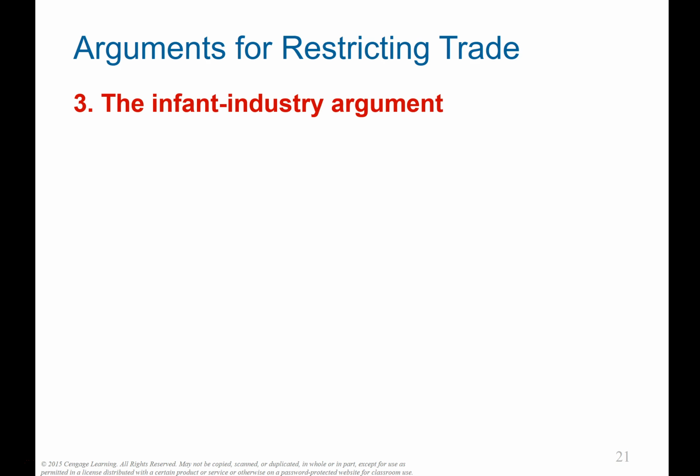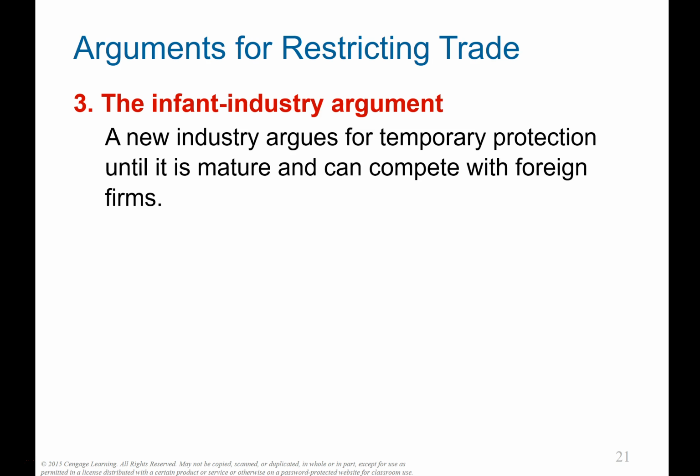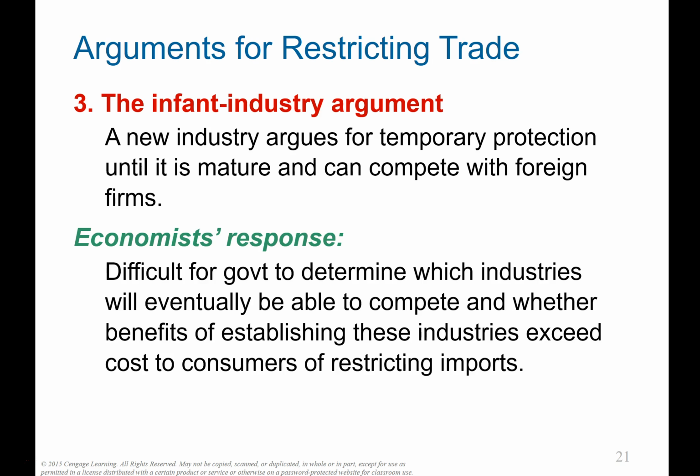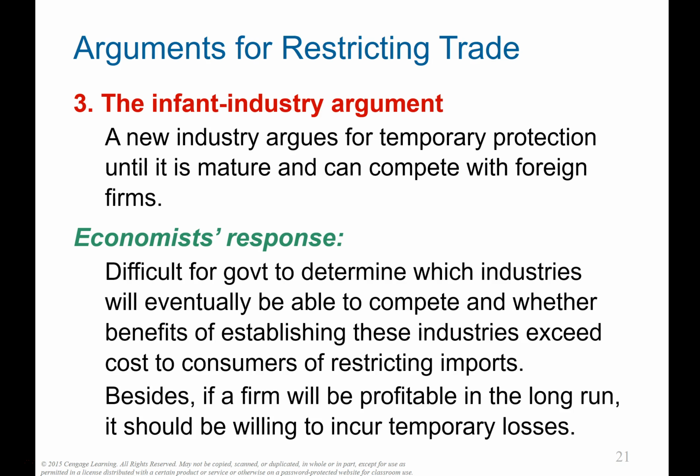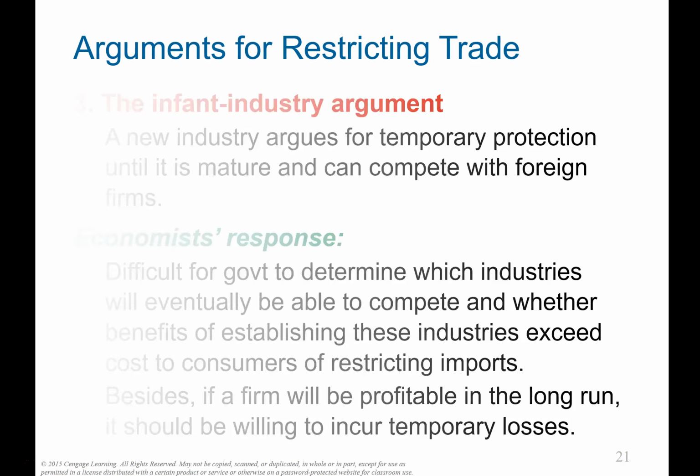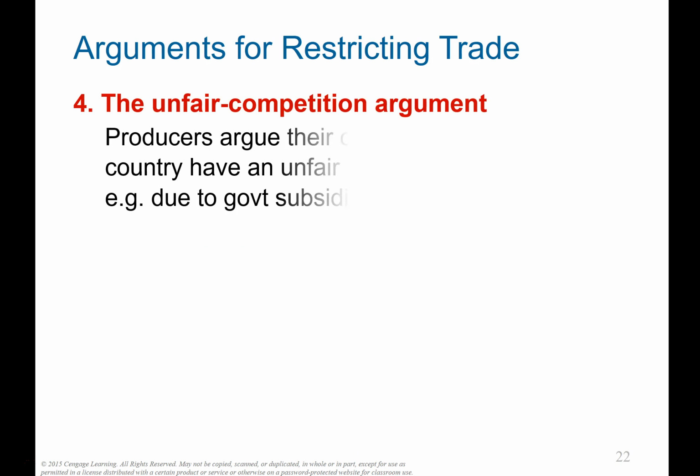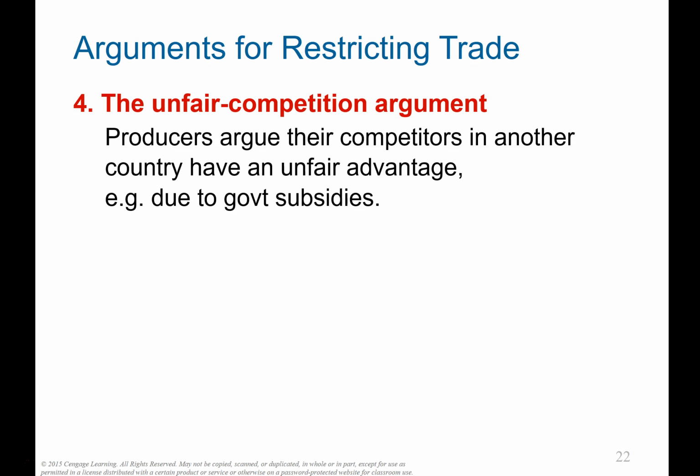The infant industry argument is one that argues for temporary protection until an industry is established and can compete better with foreign firms. The economist's response to that is that it's really hard for the government to know which industries are going to eventually be mature and ready to compete, and what the cost is to consumers for restricting those imports. And sometimes if the costs outweigh the benefits, even in the short run, the government would say, no, this isn't a compelling argument.